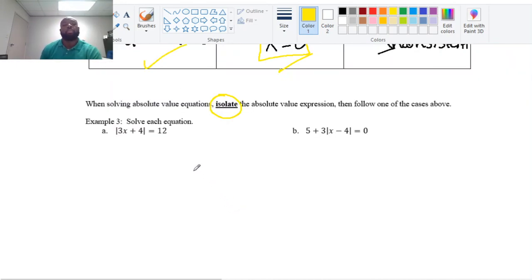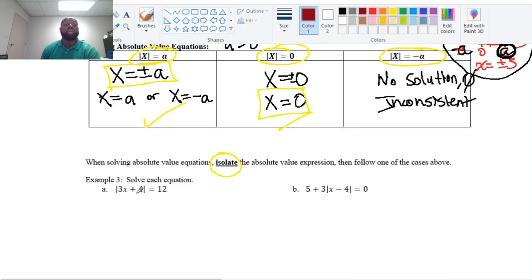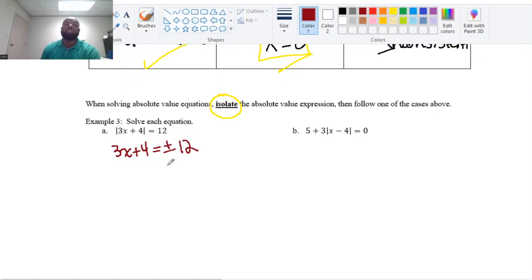And so in example 3, it says solve each equation. Here we have absolute value of 3x plus 4 equals 12. Well, it's already isolated, and I'm in this case right here. So that means the 3x plus 4, now if you wanted to write this, you don't necessarily have to write this, equals plus or minus 12. Sometimes when we put this plus or minus, it can get confusing. And so what a lot of people like to do is say, oh, I know it's going to equal the positive 12, and then I know I'm going to get my other solution by setting it equal to the negative 12, right? And I have 2 equations to solve, and I have 2 solutions.